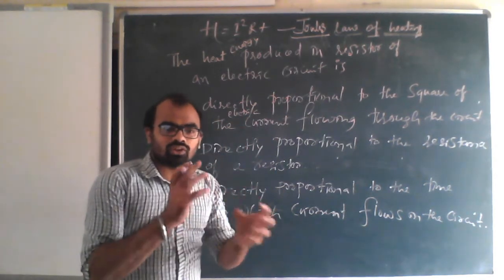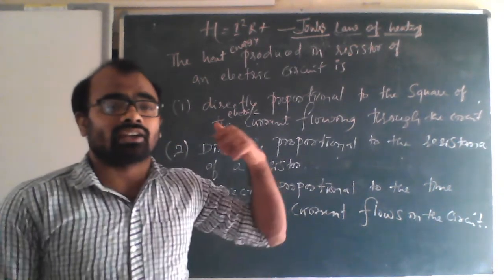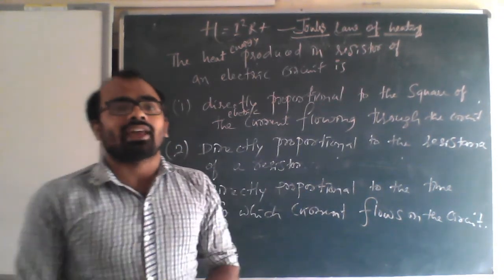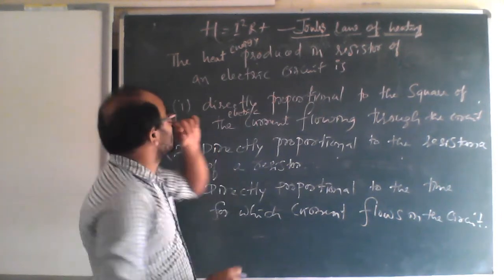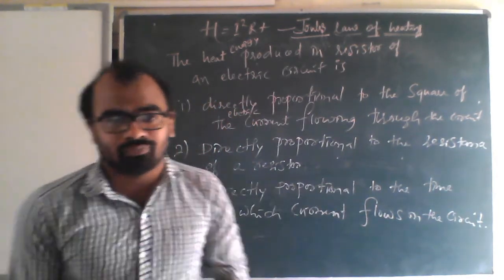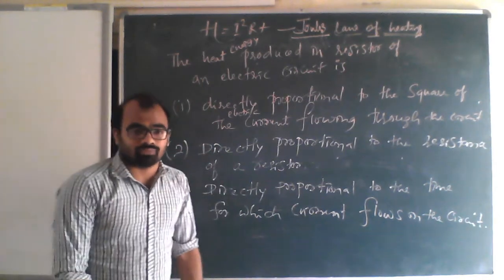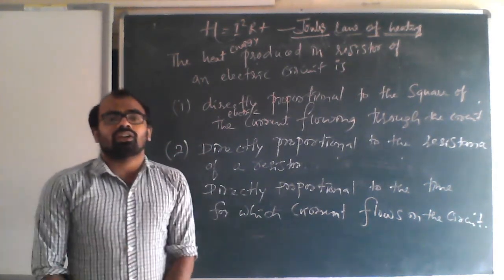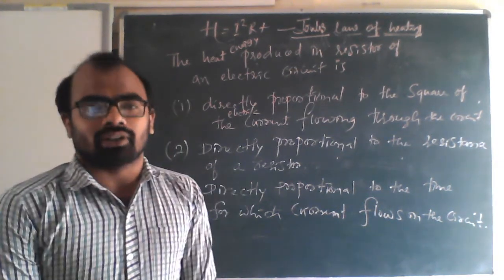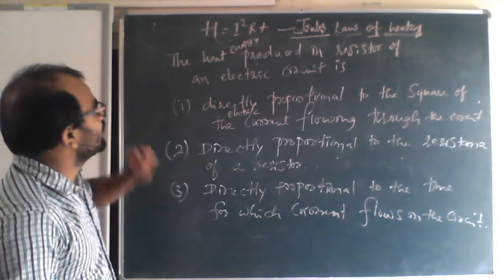So what does H mean? The heat energy produced in the resistor of an electric circuit is directly proportional to the electric current flowing through the circuit, directly proportional to the resistance of the resistor, and directly proportional to the time for which current flows in the circuit. These are the things you have to remember. So this is called Joule's law of heating.